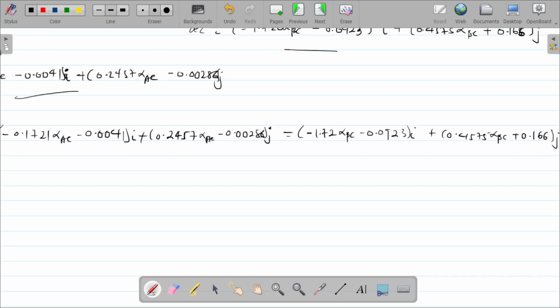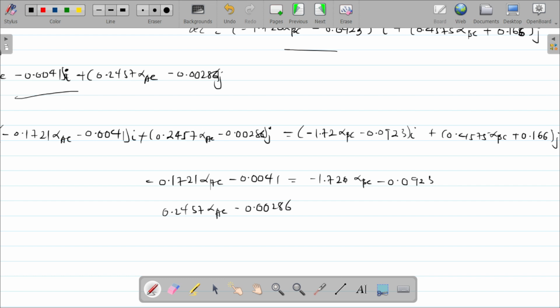So we say minus 0.1721 alpha AC minus 0.0041 is equal to minus 1.72 alpha BC minus 0.0923, and then 0.2457 alpha AC minus 0.00286 is equal to 0.4575 alpha BC plus 0.166.